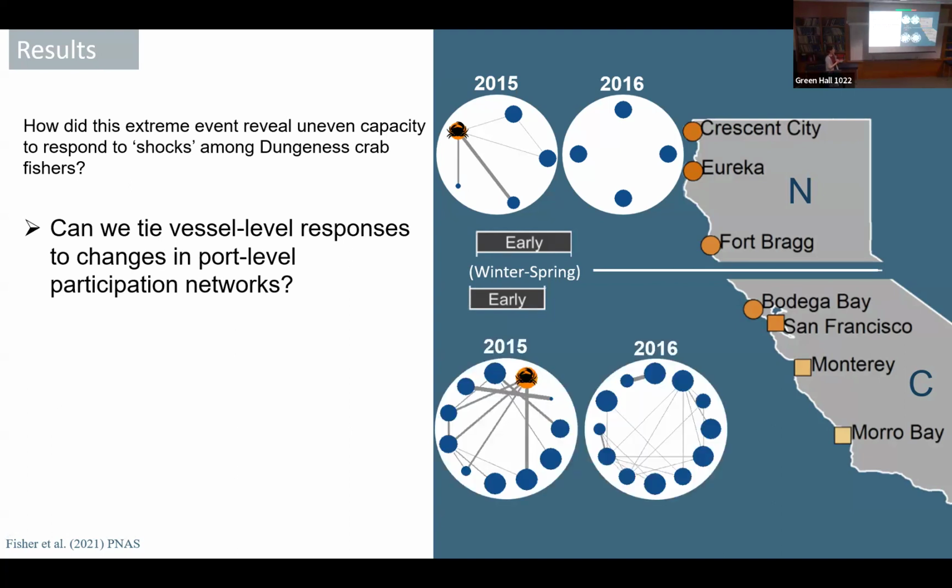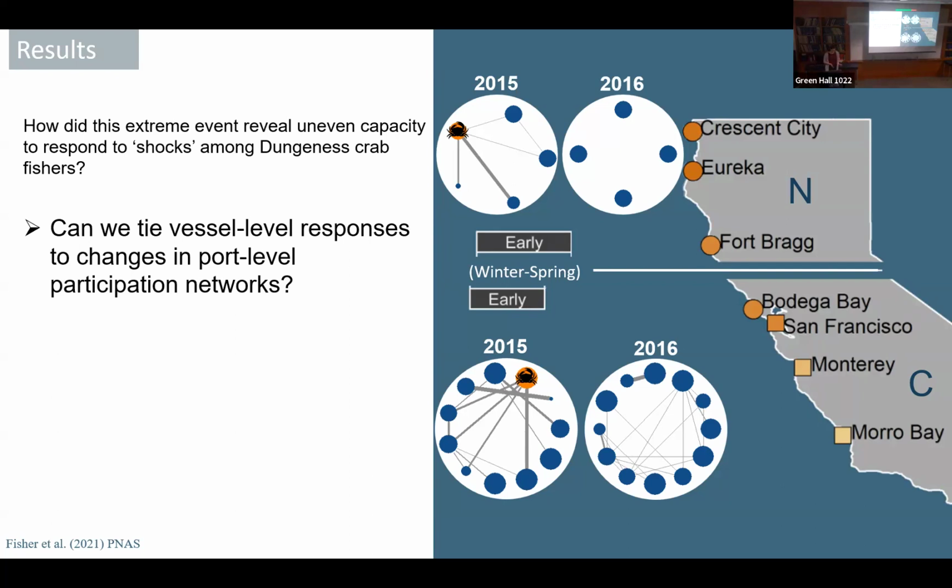In contrast, in Central California, we actually saw an increase in edge density during the 2016 closures compared to previous and subsequent years, and a similar decline in centralization without Dungeness crab in the network. And that's pretty well demonstrated for these 2 networks from Monterey, California in 2015, the year prior to the closures, and in 2016, the year of the closures.